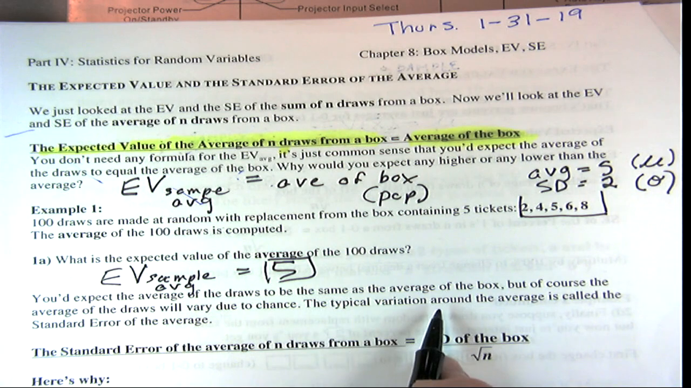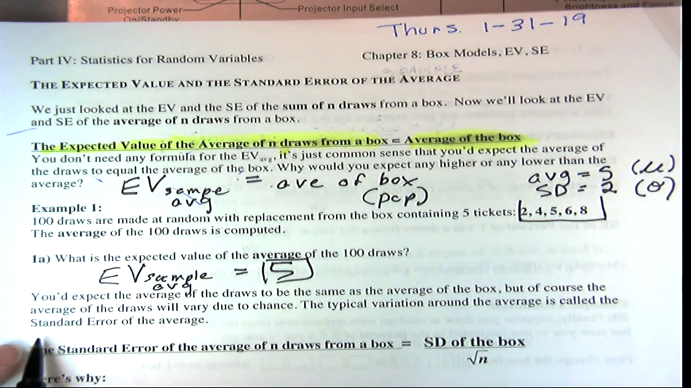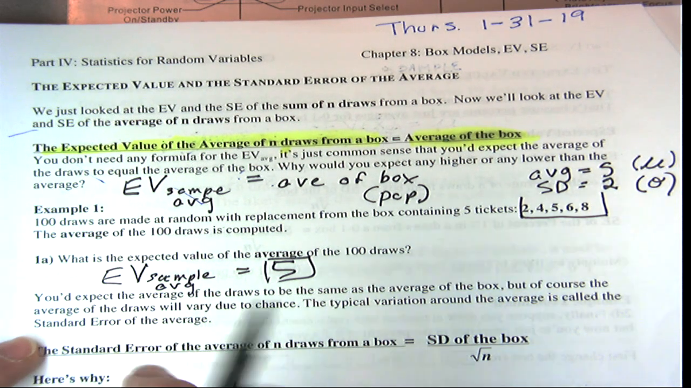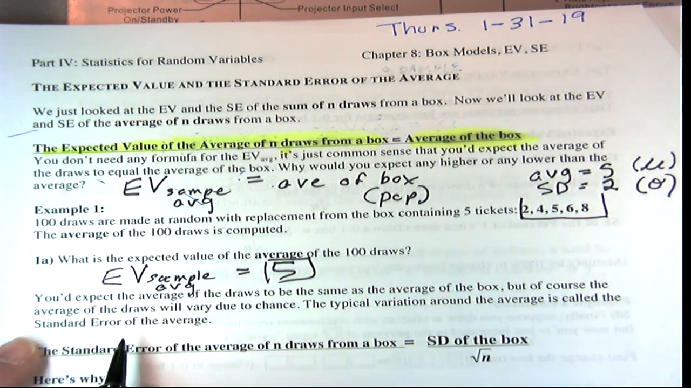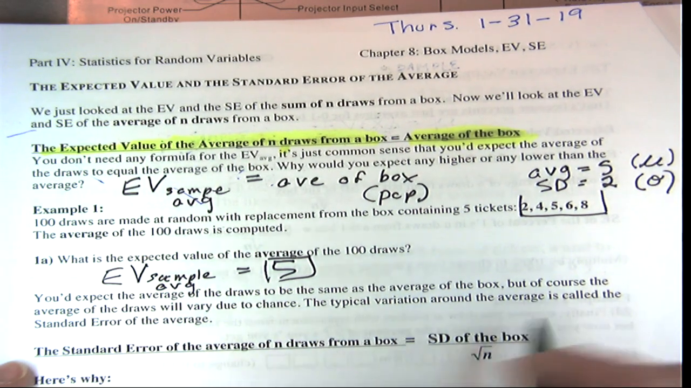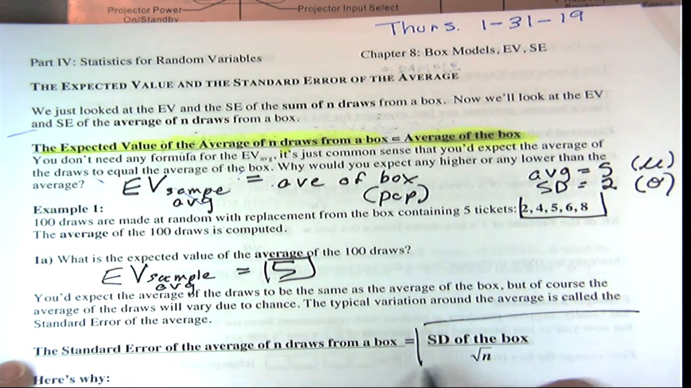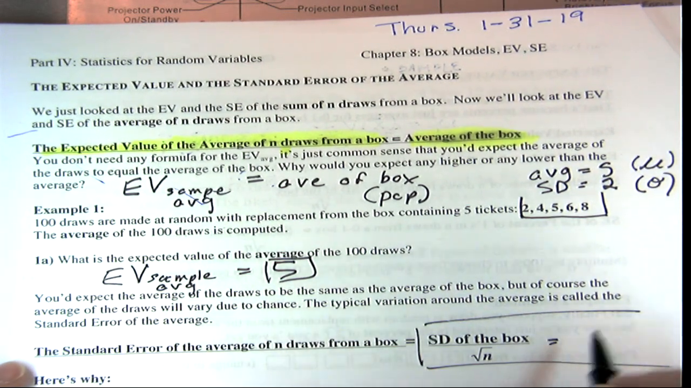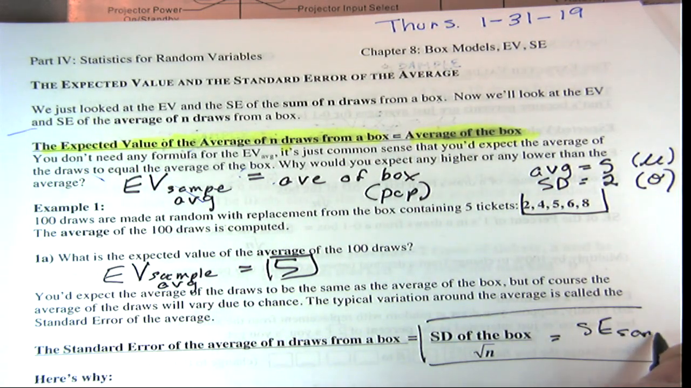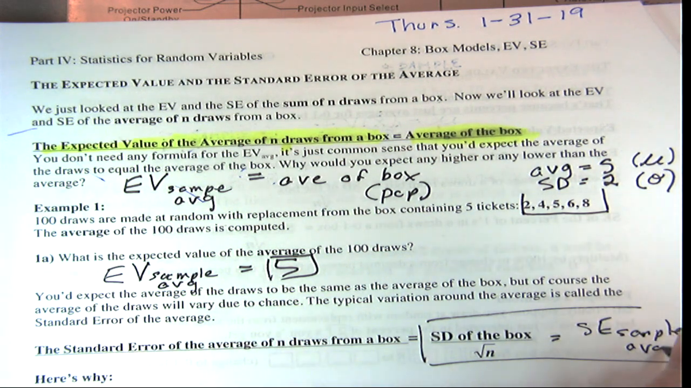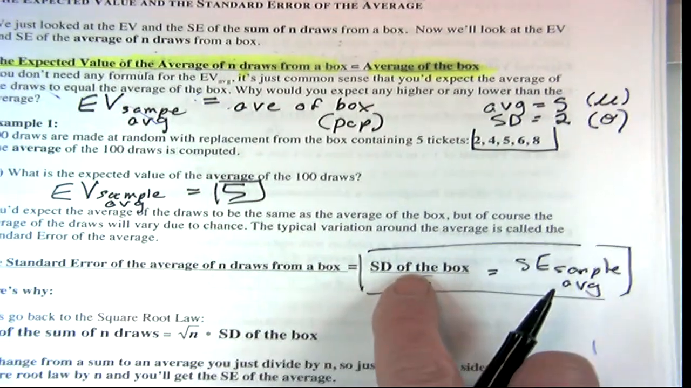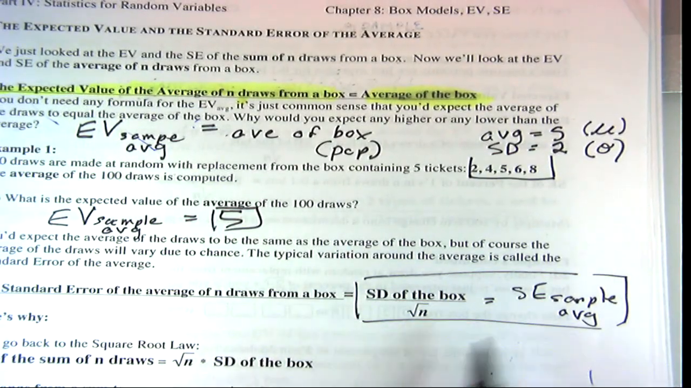And the typical variation around the average is called the standard error of the average. It's the standard error of the sample average. So what is the standard error of the sample average? It's the standard deviation of the box divided by the square root of n. And that's called the standard error of the sample average. You could also say it's sigma over root n if you want.